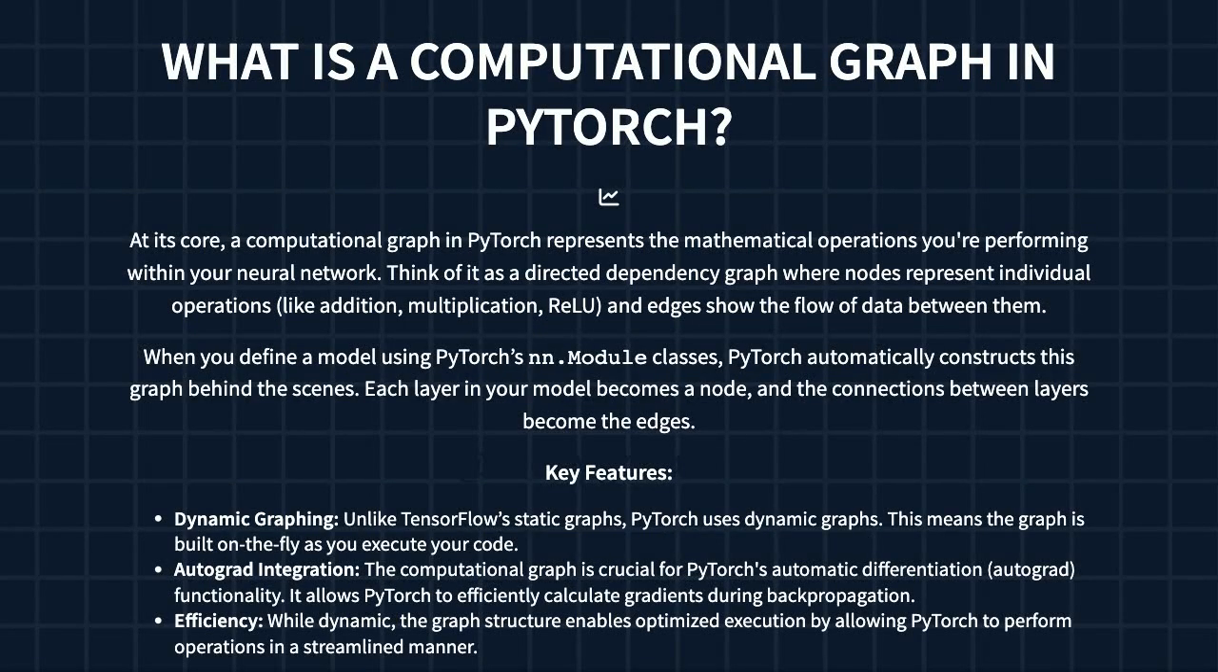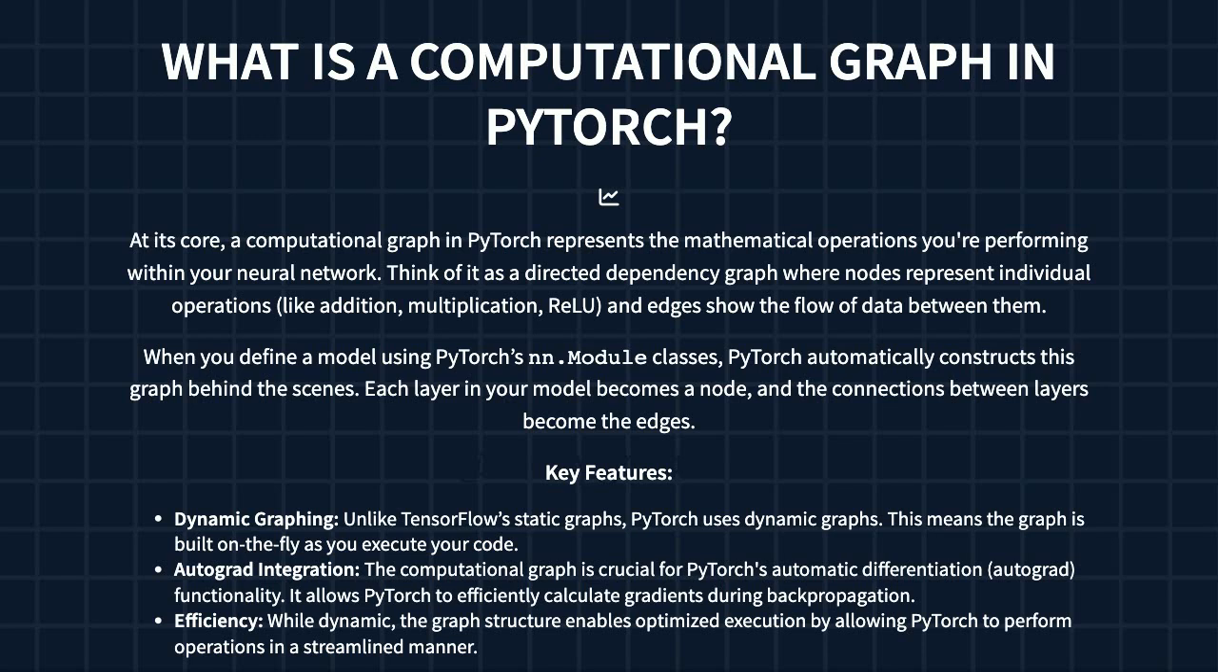Okay, let's talk about computational graphs in Pytorch. Basically, it's like a blueprint for your neural network's calculations. Every layer you use, whether it's a linear layer or ReLU activation, gets represented as a node in this graph. The connections between those layers show how the data flows during computations.